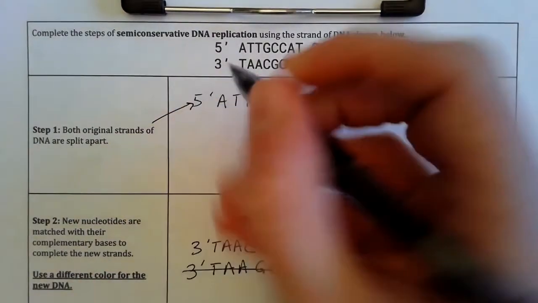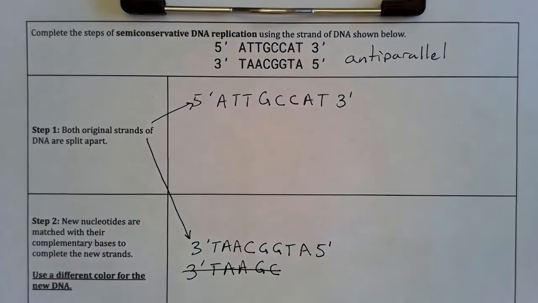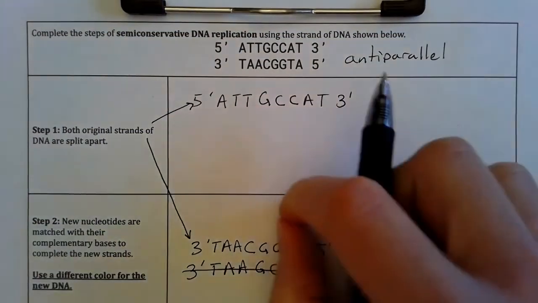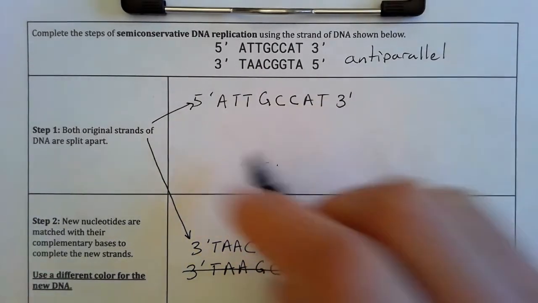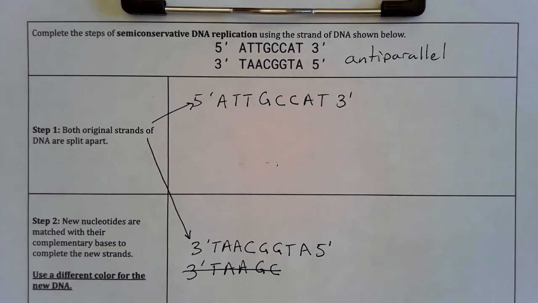And I'll go ahead and draw arrows here just to remind you that those two strands are the originals. All we did was pull them apart. Next, we're going to add more bases to each strand, complementary bases, A with T, G with C.